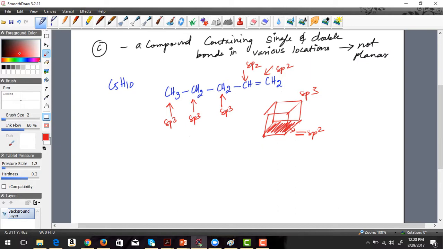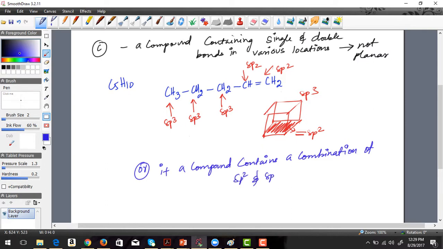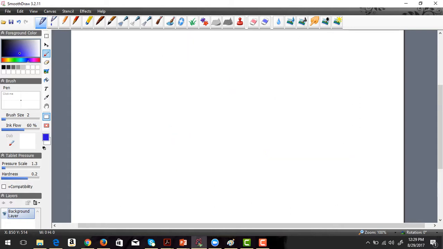All right, so in other words, the statement is: if a compound contains a combination of sp2 and sp3, it is non-planar. Because remember, in scenario B, I proved to you that every one of them turned out to be sp2. All right. Moving on to the last one, D.